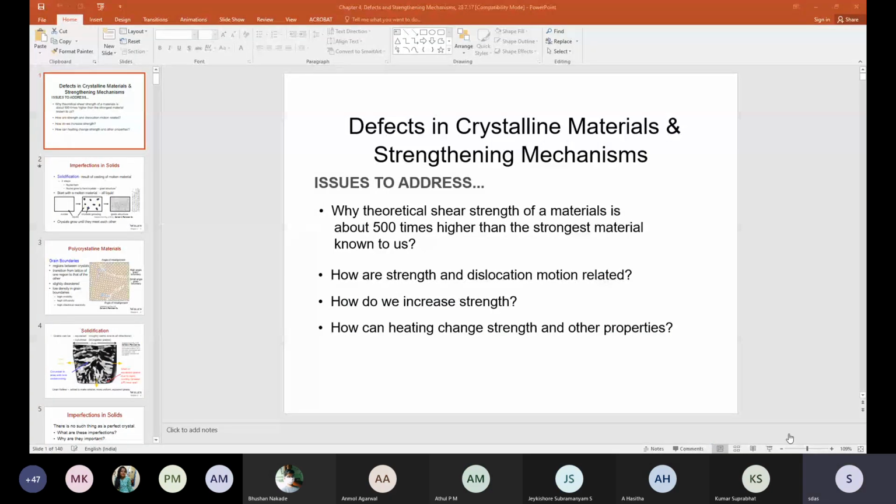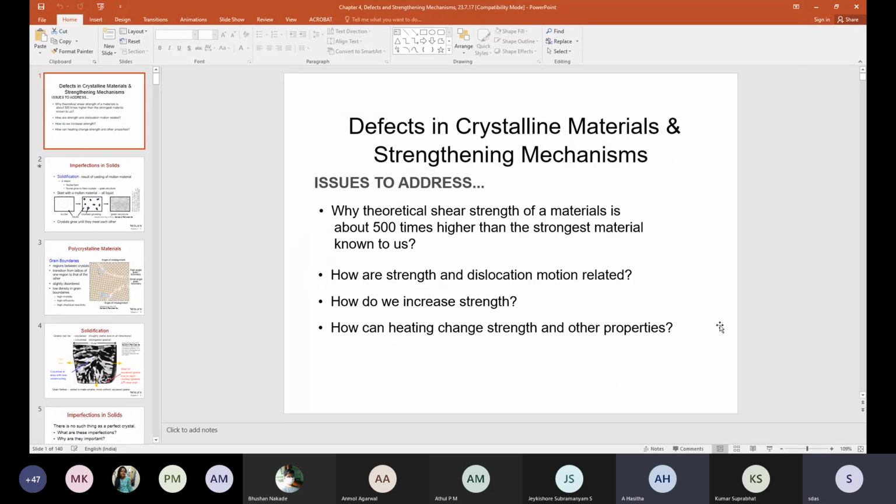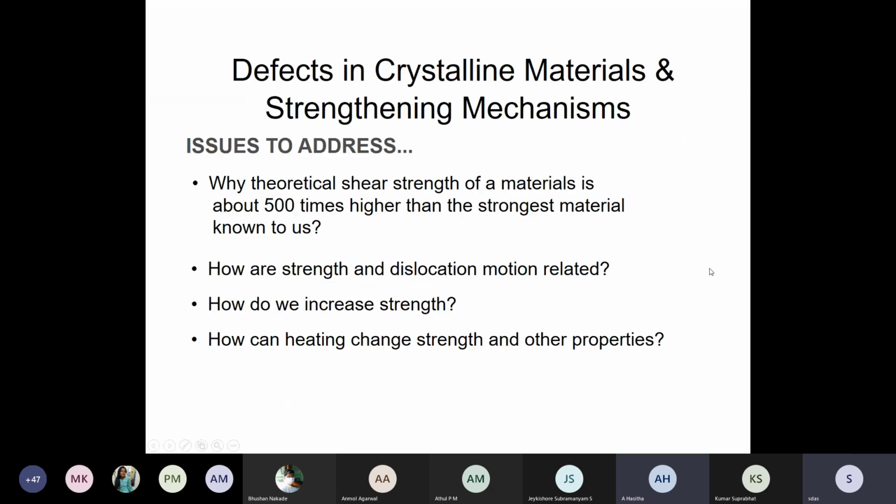Can you see the slide now? Yes, sir. Let me change it. Please tell me whether you can see the change in slides. Yes, sir, it is visible. Slides are changing. And please also tell me whether it is being recorded or not. Yes, sir, it is recorded. Thank you.